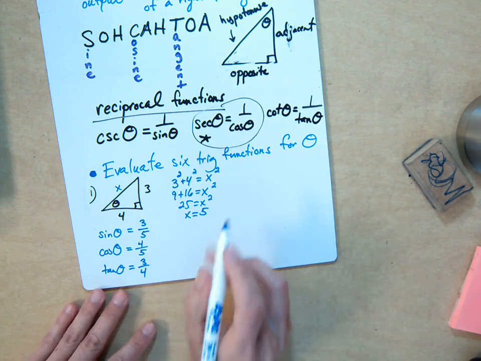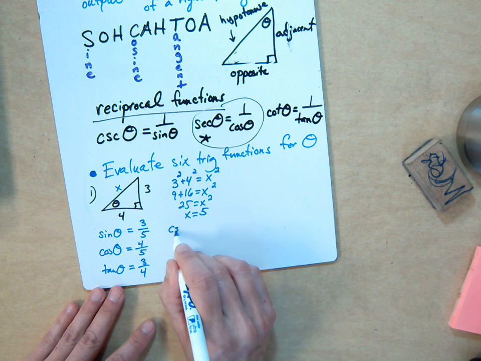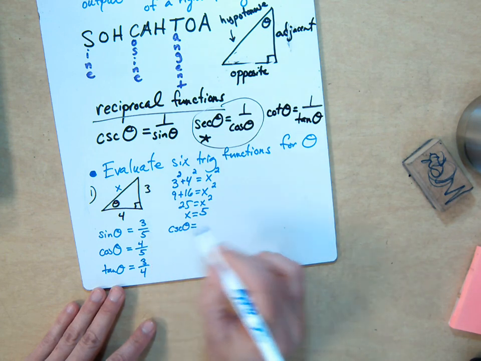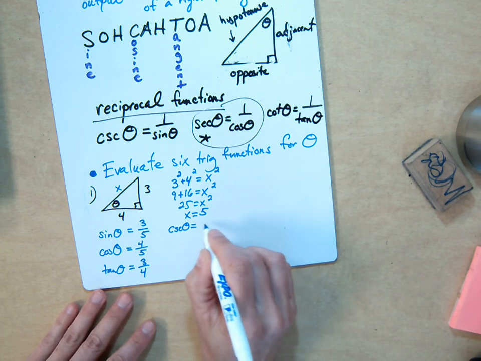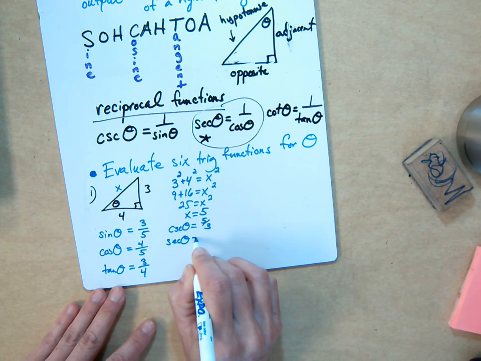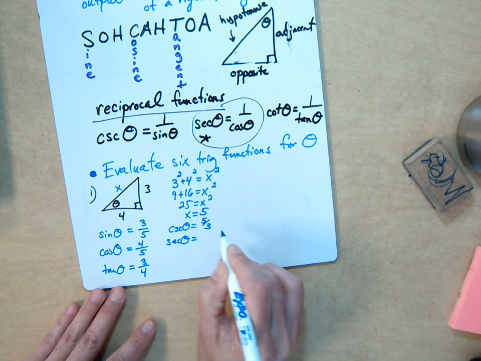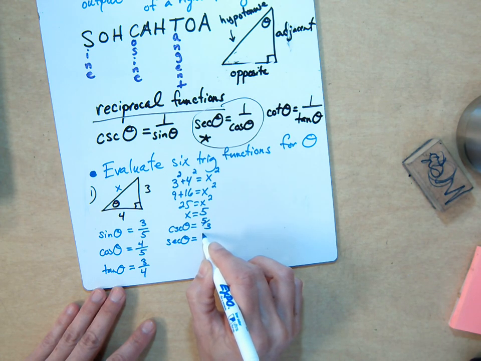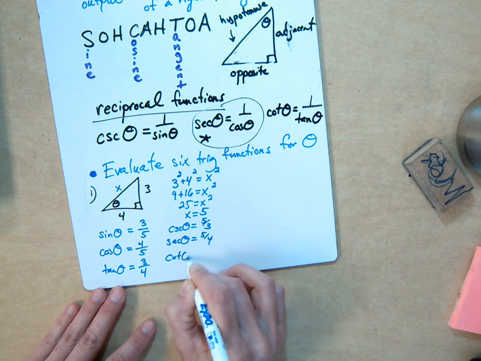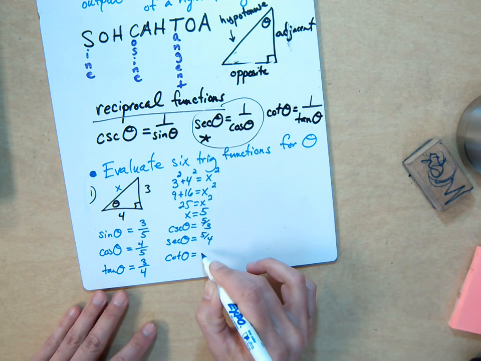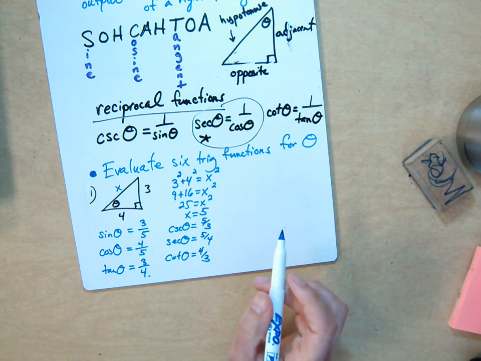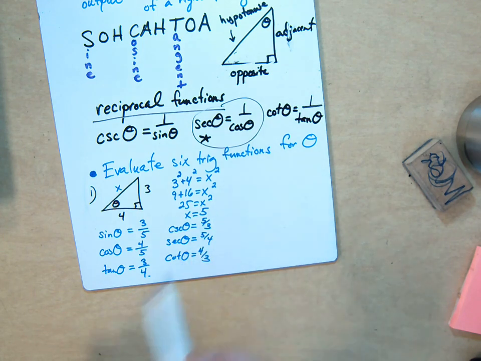Now, we need all 6. So I'll put it right next to it, and you don't have to do much thinking. All you have to do is take the reciprocal. So what's the reciprocal of 3/5? 5/3. Now I want secant, because that goes with cosine. Reciprocal is? Good, 5/4. And the cotangent of the angle is? Yes, 4/3. You simply go down and you take the reciprocal. Okay, so that's how you do those.